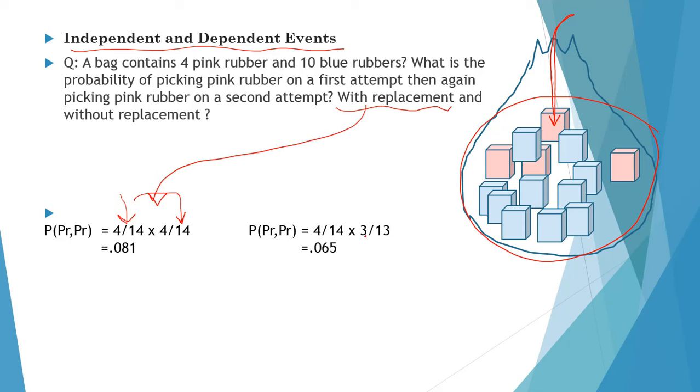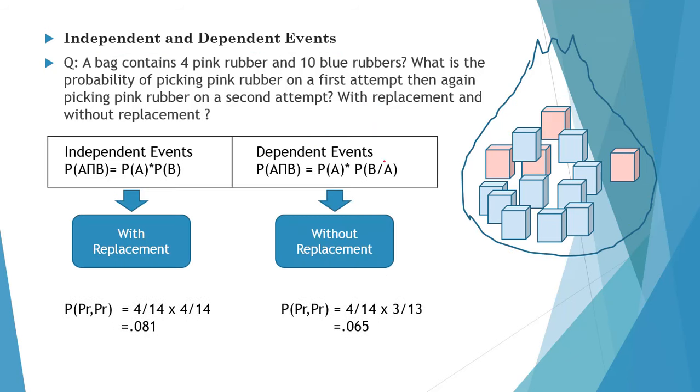In the second scenario, when you are not going to put the rubber back, the probability of picking the second rubber is changed because the outcomes are reduced. After picking the first pink rubber, the probability of picking the second pink rubber is 3 out of 13, because 3 pink rubbers are left and the total number of outcomes is also reduced to 13. So dependent events also involve conditional probability. This reduced fraction is called a conditional probability.